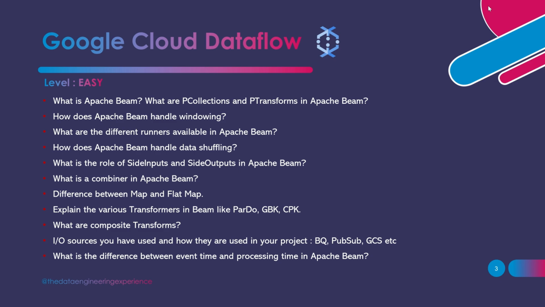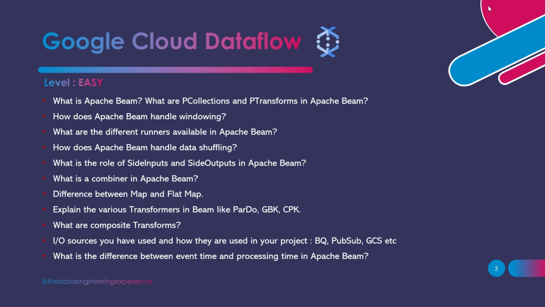What are composite transforms? Composite transforms are PTransforms that are composed of multiple transforms together. And what are their uses? They make your code reusable and modular. So they serve the same function as a function in object-oriented programming.